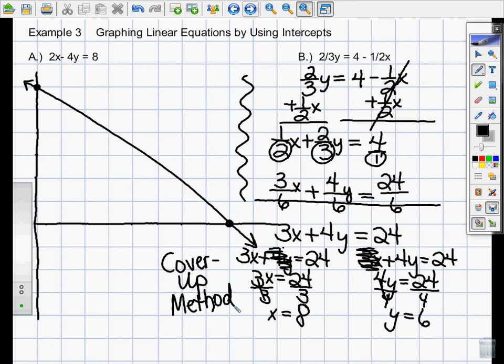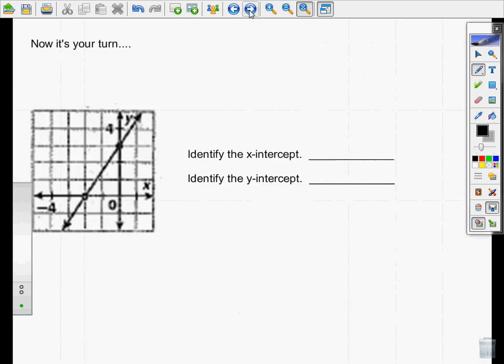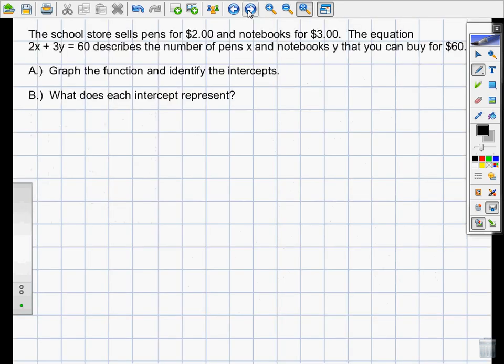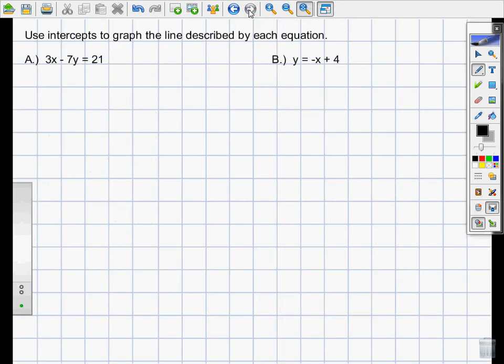Okay, we're going to stop right here for example 3, and back in your note packet, if you will go to this page on your note packet and try those on your own and see how you do.